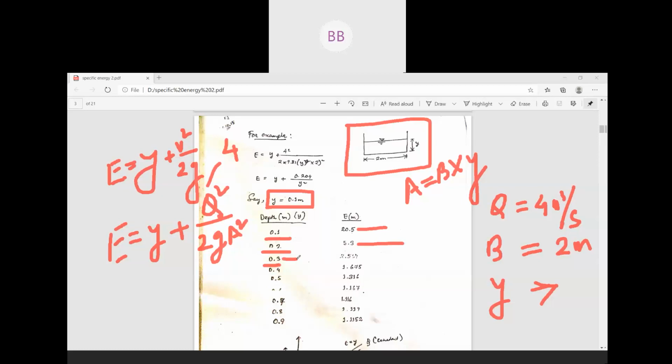Okay. Then again we are changing the depth and seeing how the specific energy changes. Then we are going to try to draw a graph between your depth of flow and specific energy. You can draw this using your Excel also. It's very simple.